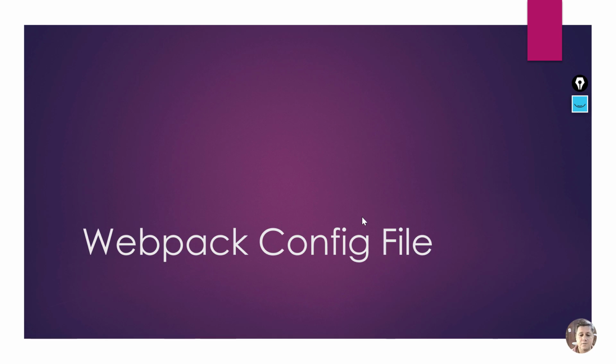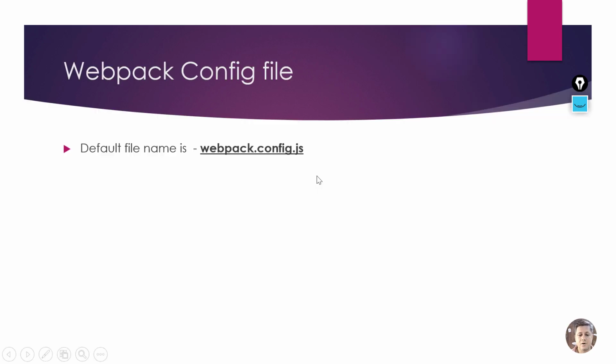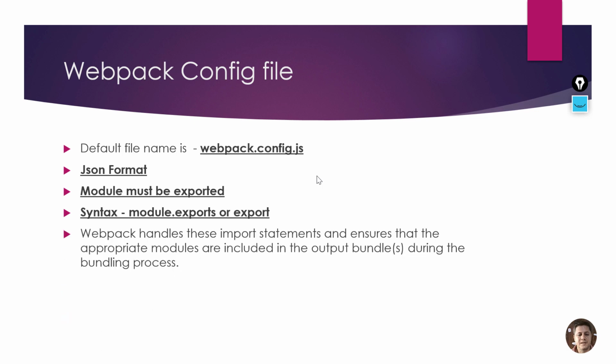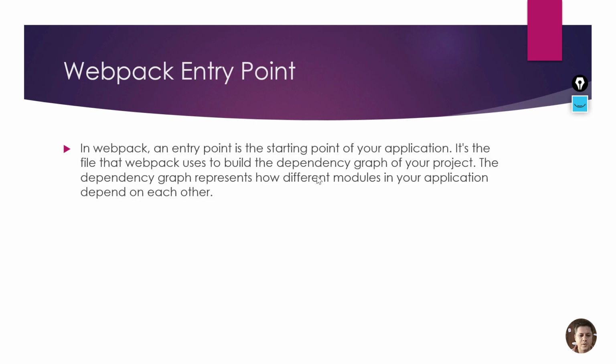So let's walk through it. What is the default file name? It's webpack.config.js. The default file name is webpack.config.js. It's in a JSON-like format, as you will be able to see. That module should be exported, and the syntax is module.exports. Webpack handles these import statements and ensures that the appropriate modules are included in the output bundles.